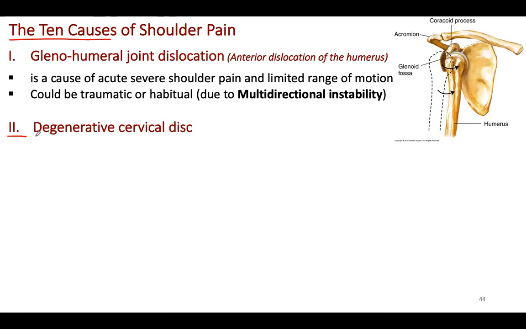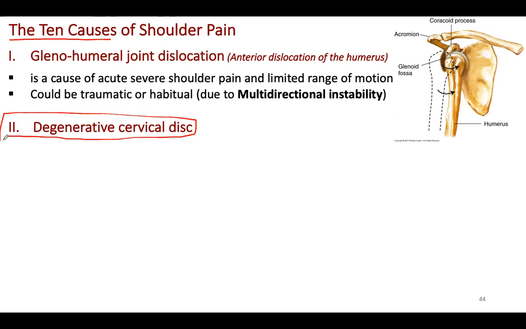Degenerative cervical disc. Here you have shoulder pain, but the problem is not in your shoulder. The problem is in your cervical spine, in your cervical vertebrae. Maybe the disc between 2 cervical vertebrae, between C5 and C6 or C6 and C7, is degenerated so that the 2 vertebrae become closer to each other.